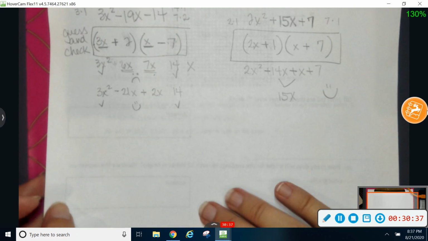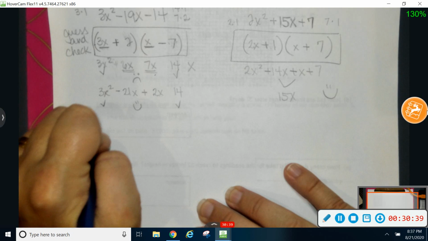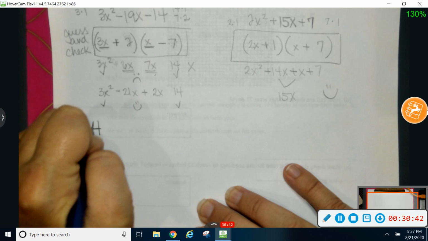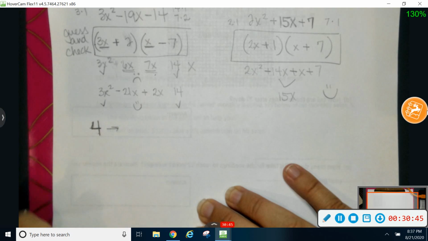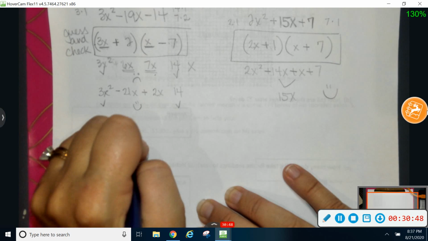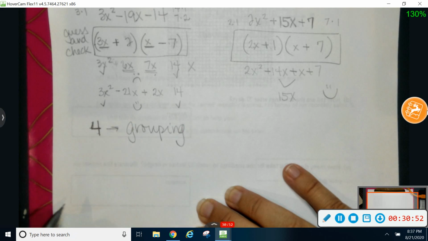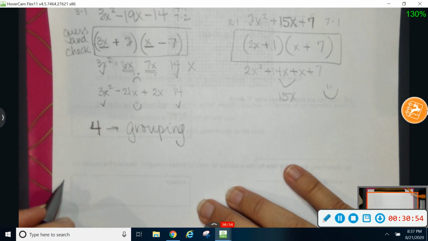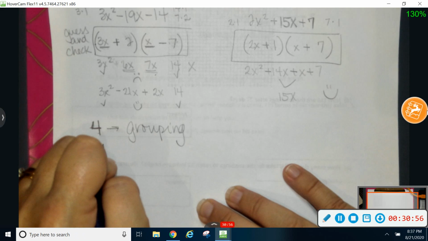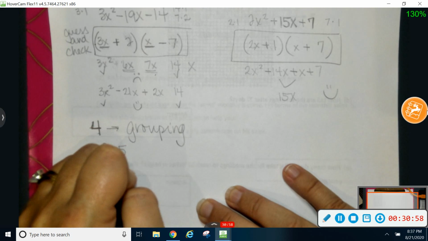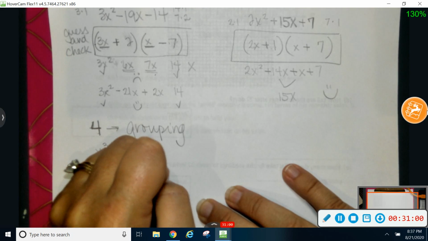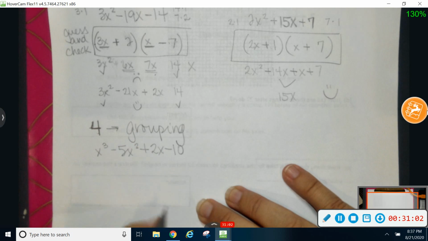All right, very last type of factoring we're going to see. We're checking those number of terms. We've seen what to do with 2 terms. We've seen what to do with 3 terms. Now with 4 terms, our method's going to be grouping. So let's look at x cubed minus 5x squared plus 2x minus 10.